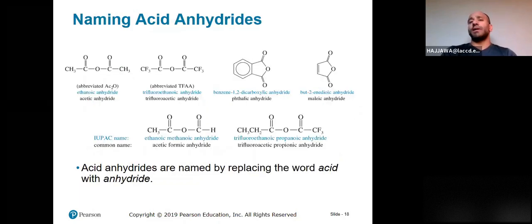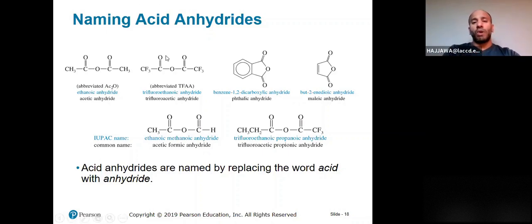Naming acid anhydrides. How do we name it? It will always depend on the carbon chain, how many carbons are in there. So for example, if I have 2 carbons, that means I have an ethanoic anhydride. So it should sound as basically alkanoic anhydride. What if I have 2 different ones? Well, we will see that as an example.